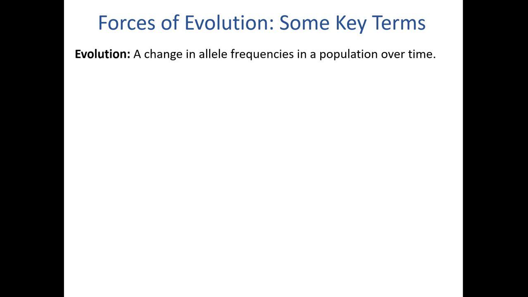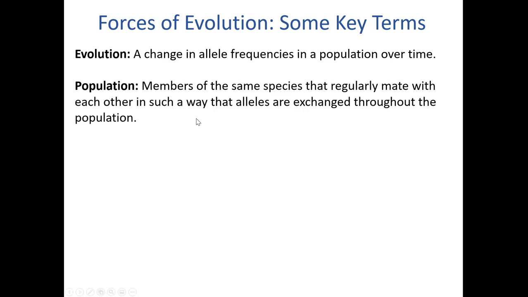So some other key terms for forces of evolution. Of course, first, evolution is a change in allele frequencies in a population over time. And a population defines the members of the same species that regularly mate with each other in such a way that the alleles are exchanged throughout the population. So, the eastern Pennsylvania Amish are an example of a population. And I'm using them as an example a lot, but it's a simple example to use.